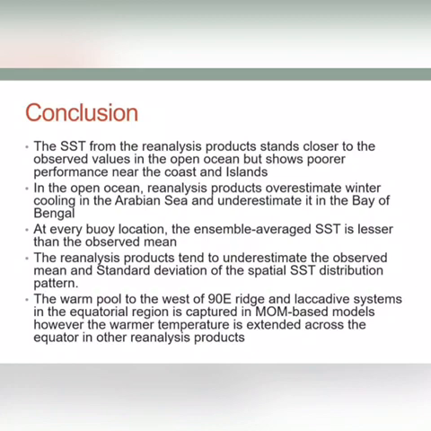At every buoy location, the ensemble averaged SST of reanalysis products is lesser than that of the mean observed value. While looking at the spatial pattern, the reanalysis products tend to underestimate the observed mean and standard deviation in comparison with AMSR2 data. It was also observed that the warm pool to the west of 90 East Ridge and Lakshadweep Ridge systems in the equatorial region is captured only in MoES-based models, whereas the warming is continuous across the equator in other reanalysis products.